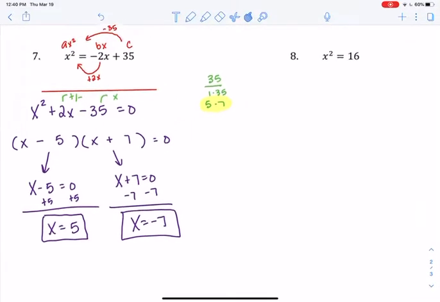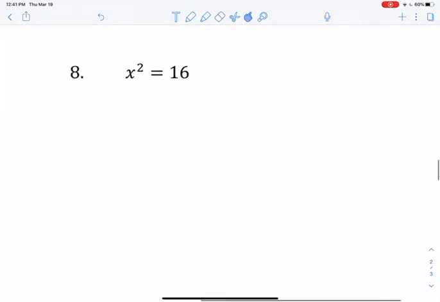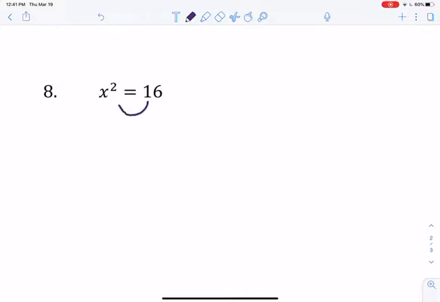All right, so let's look at the last one here, number 8. When we look at this problem, same idea, the 16 is on the wrong side, but we are missing our bx, so I'll talk about that in a second. But first, let's just start by subtracting 16. So x squared minus 16 is equal to 0.